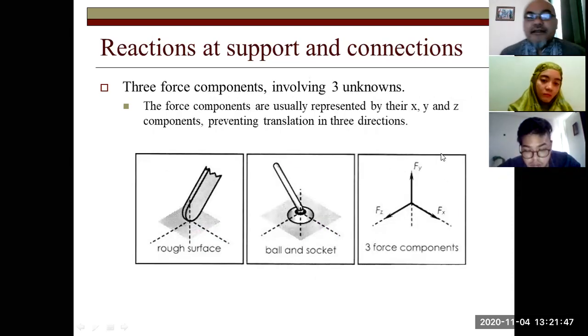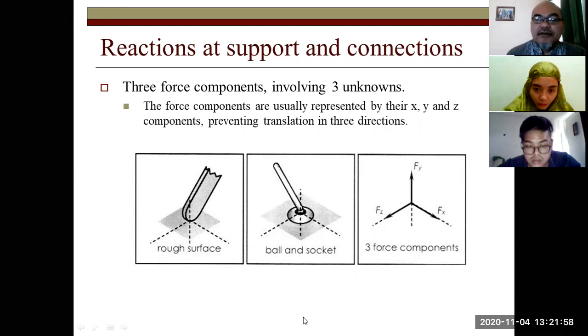Then when it is completely pinned, let's say like that, on a rough surface, it means it cannot slide in any of the three translational directions. It cannot slide in the x direction, nor in the y direction. It is withheld by the surface, so there is a reaction force from the surface. In the z direction also, because it is rough, it cannot move. So there are three reaction forces here: Fx, Fy, and Fz.